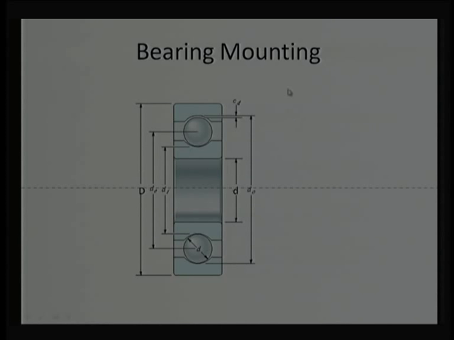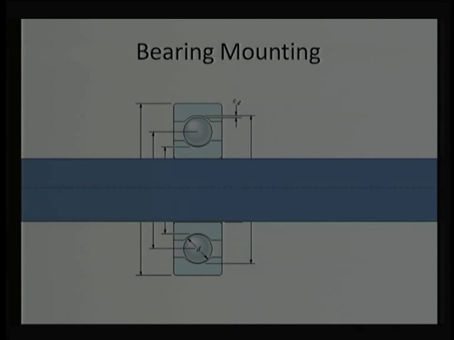So, let us take this as the bearing mounting. Now, the bearing needs to be mounted on a shaft. So, there is a shaft. We say there is an axis, maybe we are assuming the geometric axis of the bearing and the geometric axis of the shaft are matching, they are aligned, they are on the same line. There is no difference, there is no eccentricity.